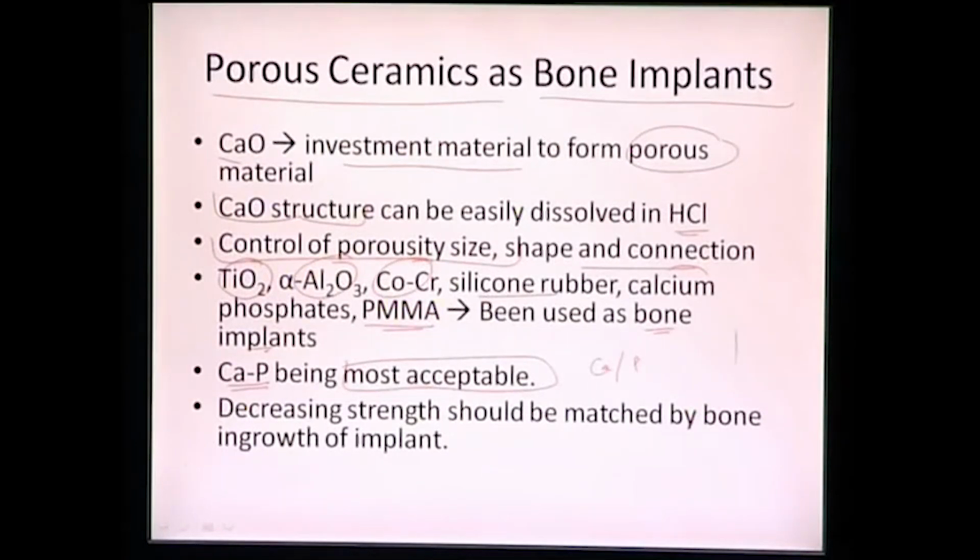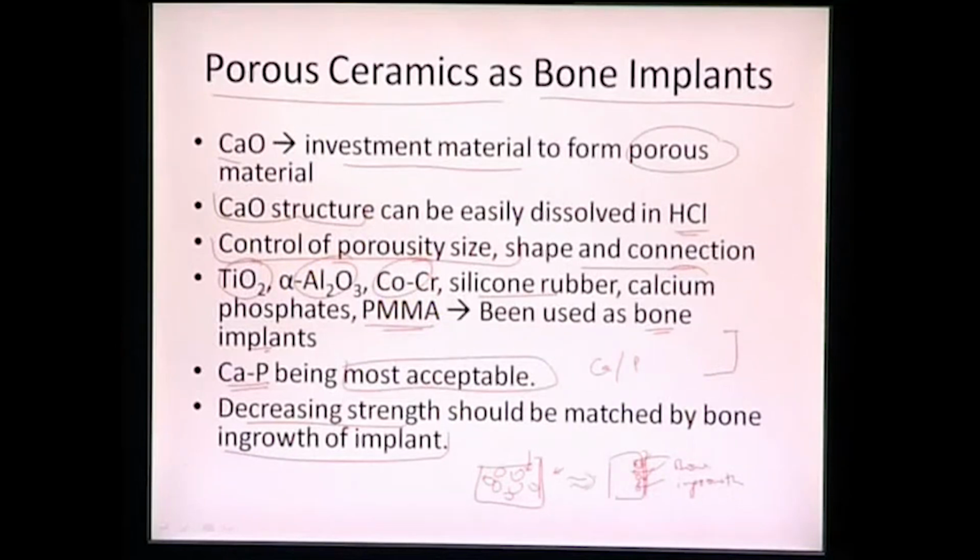And one more problem with this particular material is that once we have some porosity, that reduces the strength, and that decreasing strength should be matched by the bone ingrowth of the implant. Soon we will see that because of the porosity there is much more degradation or wear of the porous region. So once the implant material is getting degraded, that should be captured by, or replaced by, bone ingrowth. Once we have bone ingrowth happening at the region where we are seeing a deterioration of the implant material, that is basically balancing it.